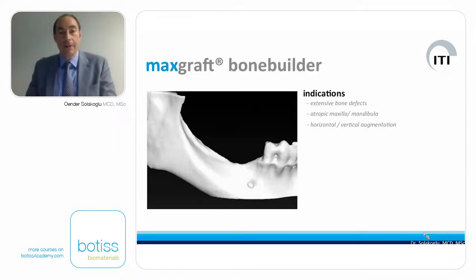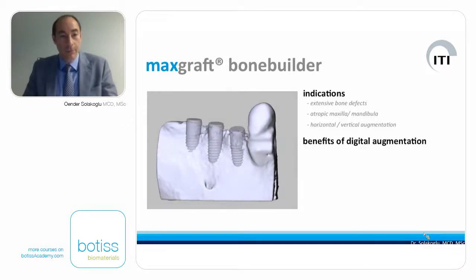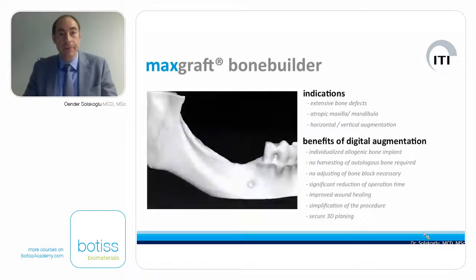So as a summary, you can say that basically the technique of Maxgraf Bone Builder is very nice for extensive bone defects and atrophic maxillar and mandibular arches. You can use it for horizontal and vertical bone augmentation procedures. And the benefits of this digital planning and digital augmentation procedure is basically that you have an individualized, very well-fitting block graft without harvesting site, without a donor site.